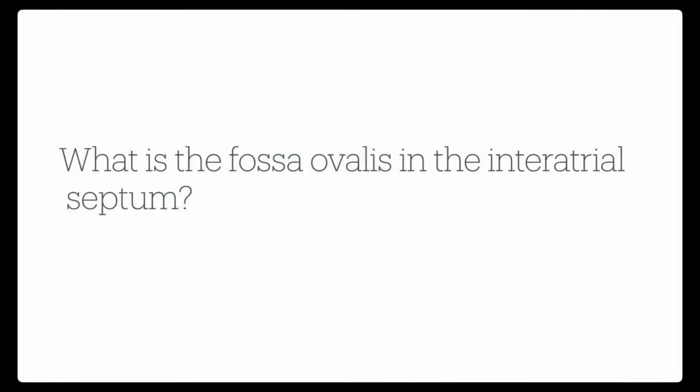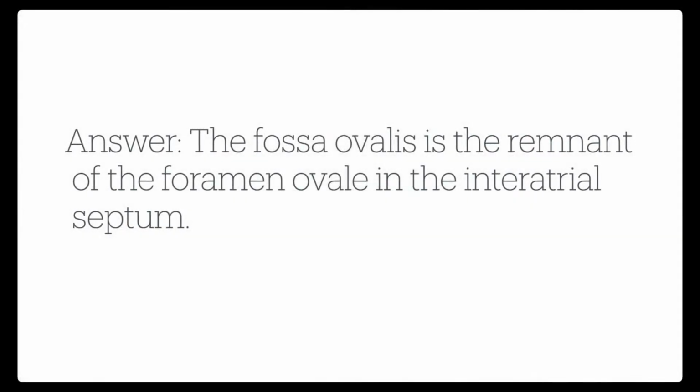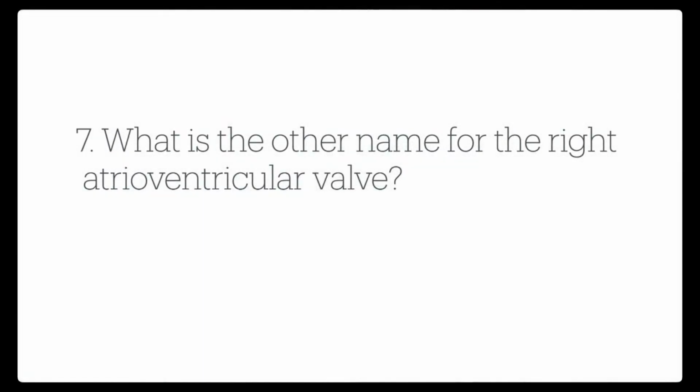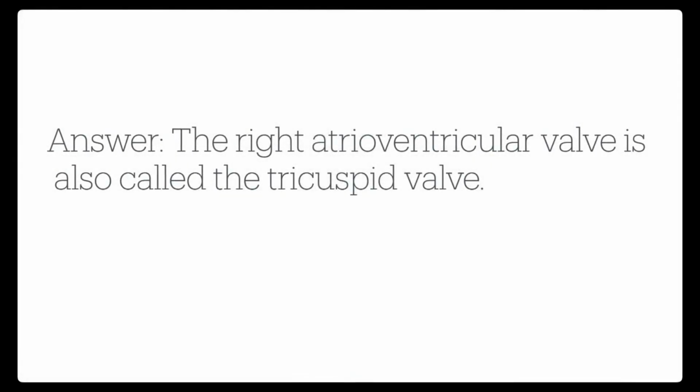What is the fossa ovalis in the interatrial septum? That's right. The fossa ovalis is the remnant of the foramen ovale in the interatrial septum. Let's talk valves. What is the other name for the right atrioventricular valve? That's right. The right atrioventricular valve is also called the tricuspid valve.